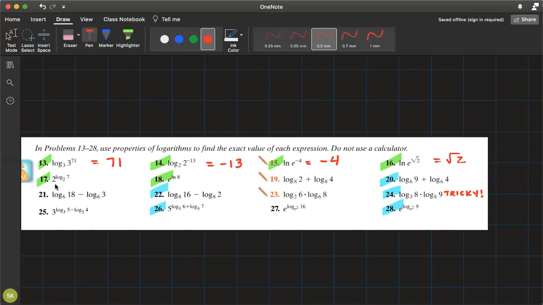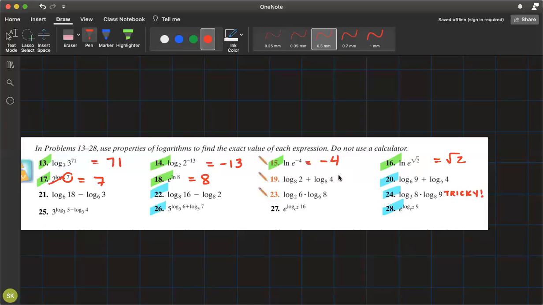Which one does this look like? Here I have that pattern, 2 to the log base 2 of 7. So this is just equal to 7. Cross this stuff out and just take what's left over here. This one is e to the log base e of 8. So this is going to be just 8.